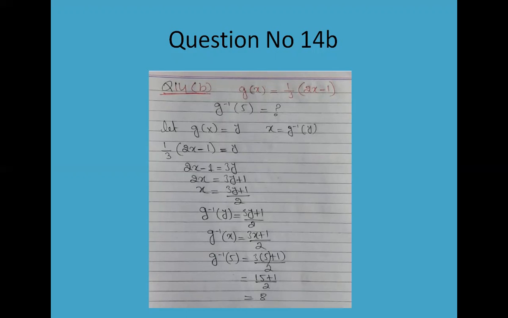Now the final question was, what is the value of g inverse of 5? So in the inverse formula, wherever you have x, you will enter 5. So you will have 3 into 5 plus 1 divided by 2. So you will have 15 plus 1, and that will be 16, 16 divided by 2, and that will be 8. So for question number 14, B part, the answer is 8.